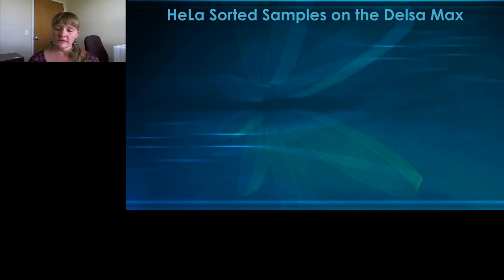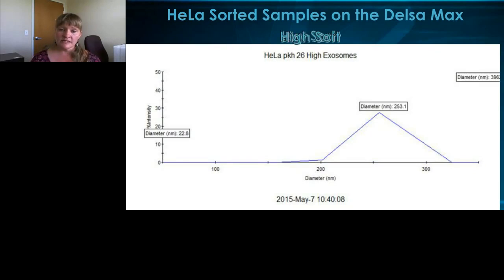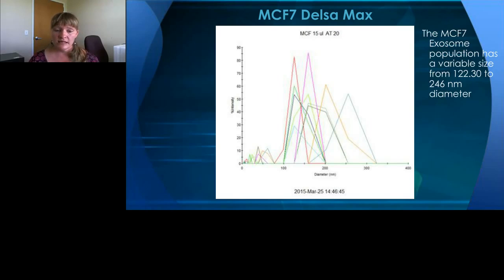So this is what you would get from your DelsaMax. Here's my low sort. You see that the low population has a size of about 137 nanometers. On the other hand, the high sort has a population of 253 nanometers. I also measured the purchased exosome population, our calibration standards, MCF7, on the DelsaMax. As seen on this histogram, the MCF exosome population had variable size ranges from 122 to 246, and the smaller population is visible on the lower end.